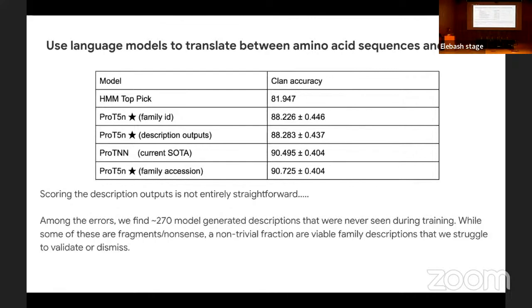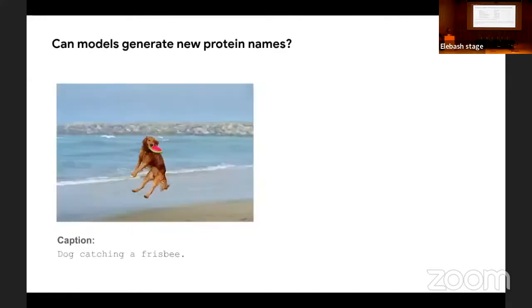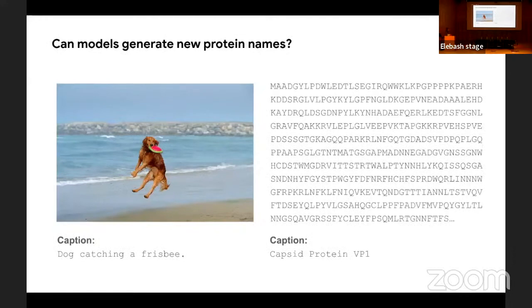So essentially, we had something like 300 descriptions that were never seen during training. Some of these are clearly nonsense. Some of them are really viable family descriptions. And it's really hard, right? As a human, you can see that this is indeed a dog fat in your fridge, right? You can validate very easily. But is this really a capsid protein VP1, right? If we could tell that, then we wouldn't need to build this model, in some sense. I mean, the whole problem is that we can't do a good job of reading amino acid sequences. So validating these is hard.